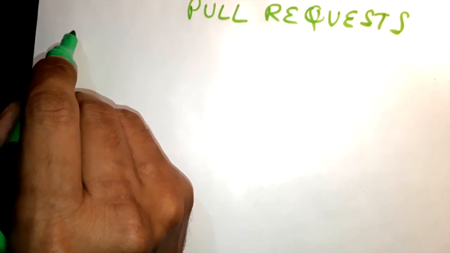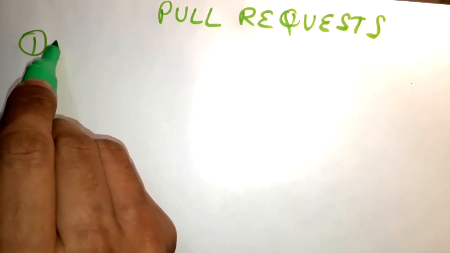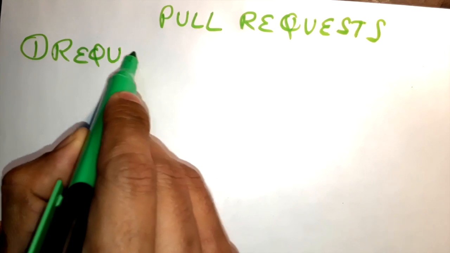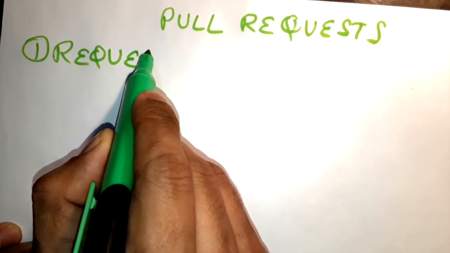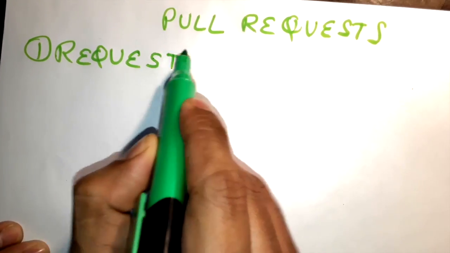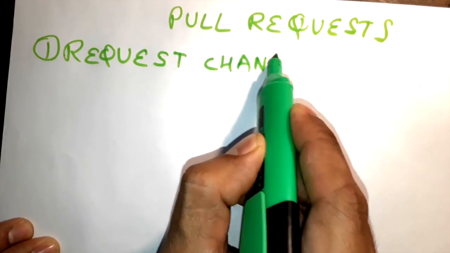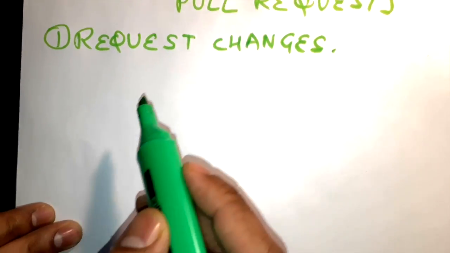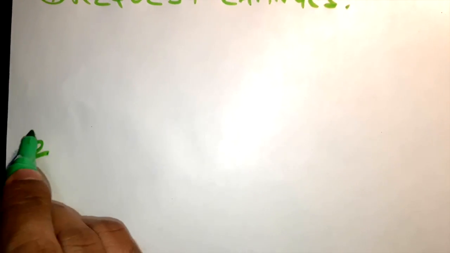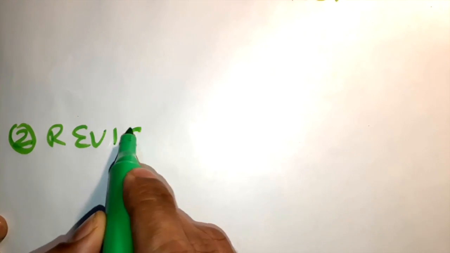Okay, so there could be different types of pull requests. Let's say you want to request changes from someone else. This is repository, request changes, and there could be a reason. For example, you want to get your code review from someone else.